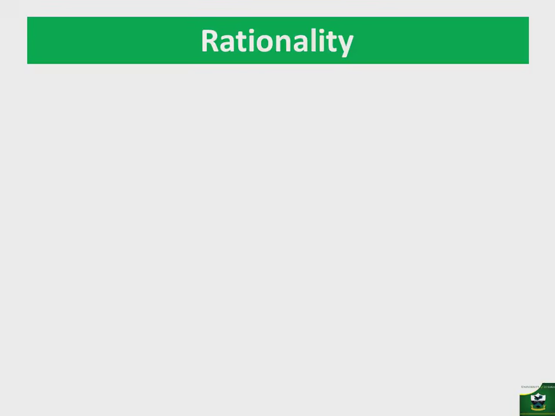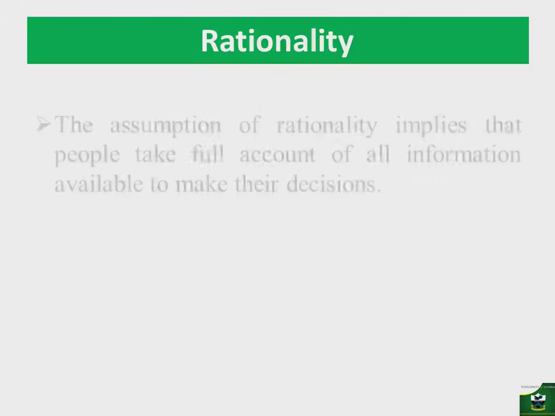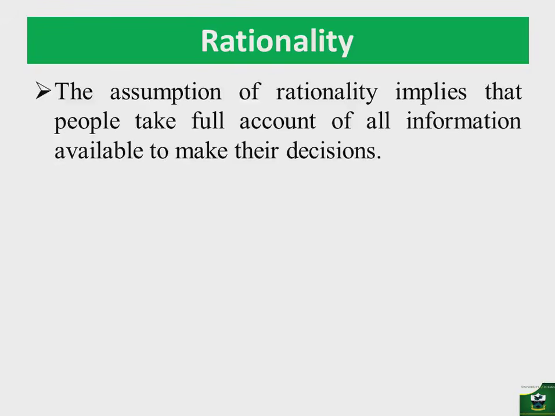So now, because choices have to be made, it means that people or institutions making those choices must be rational. The assumption of rationality implies that people take full account of all information available to make their decisions. The people who are making choices know what will happen, they know what happened, and they know what is likely to be in their case.